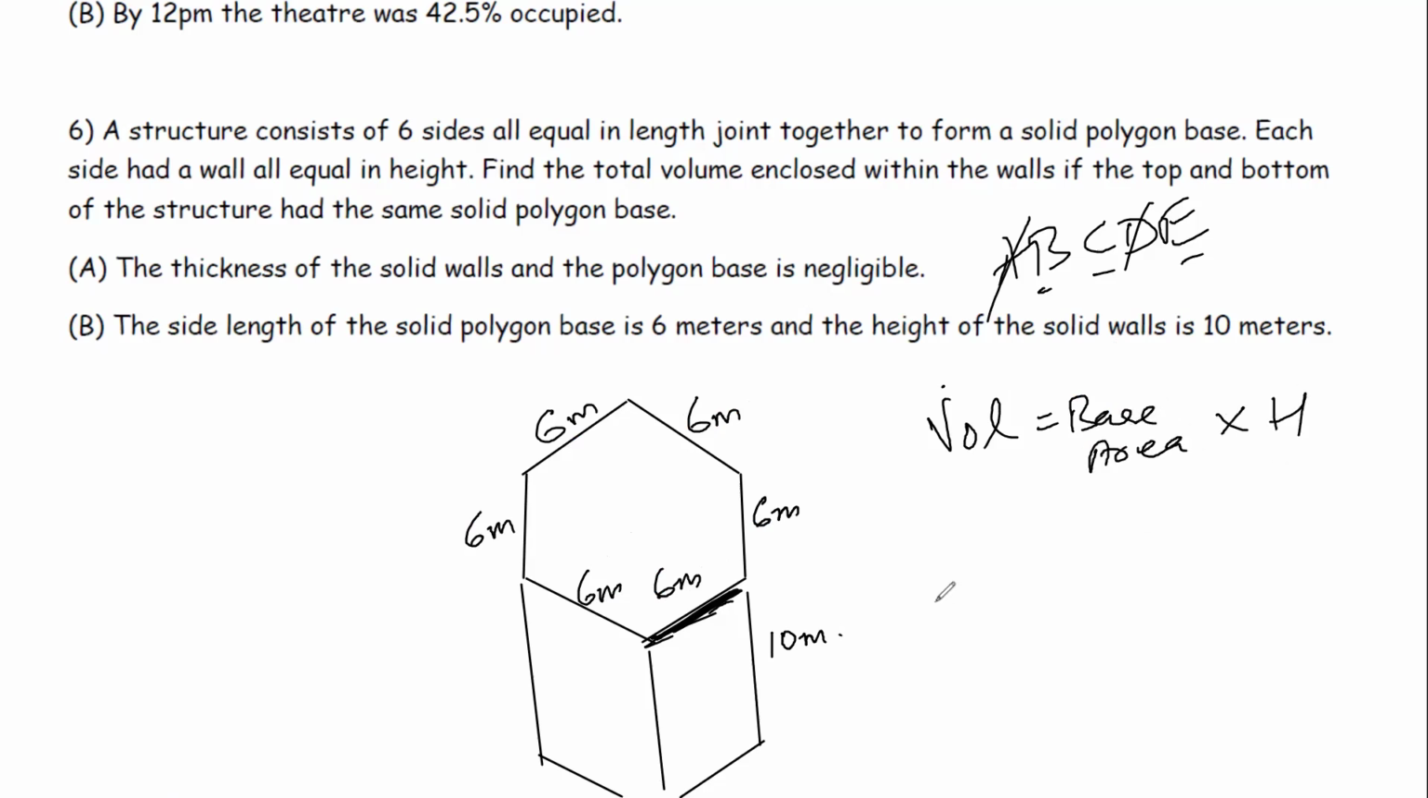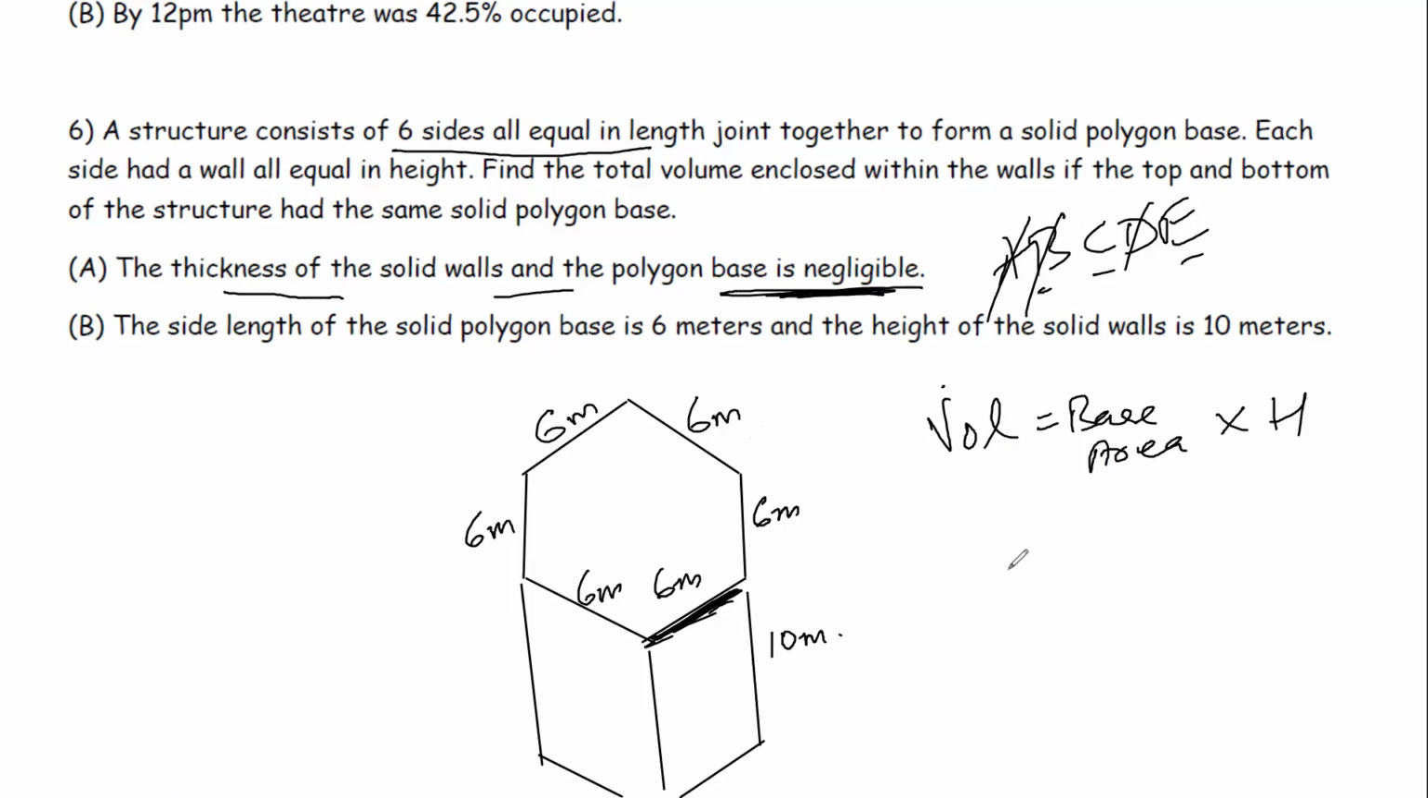Right? But then B on its own, is it solving the question? The side length of the solid polygon base is 6 meters and the height of the solid walls is 10 meters, right? And we know that there are 6 sides all equal, right? Yeah. So this information, thickness of the solid walls and the polygon base is negligible. So it seems that the second statement actually answers, but it does not really answer. So when we take the thickness part into consideration, then we do get an answer, correct? Yeah. So taking both together, does it answer?